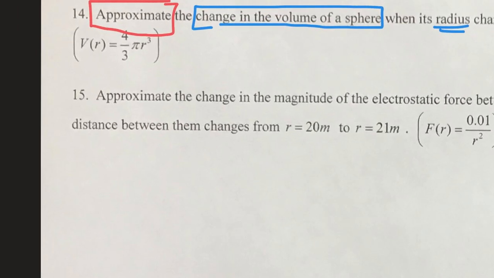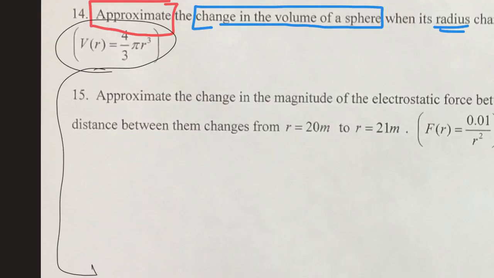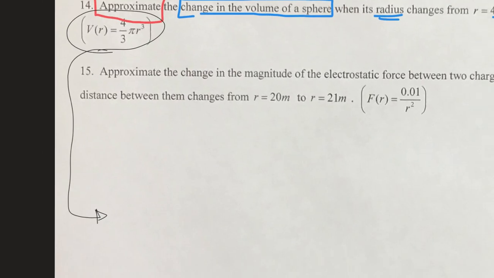Here's our formula. The first thing we want to do is write the derivative of this formula. So dV/dx, or in this case dV/dr, because the variable in our formula is the radius r. If you put x, that's not that big of a deal, but just know that your variables should be the same. Now, what's the derivative of 4/3 pi r cubed?